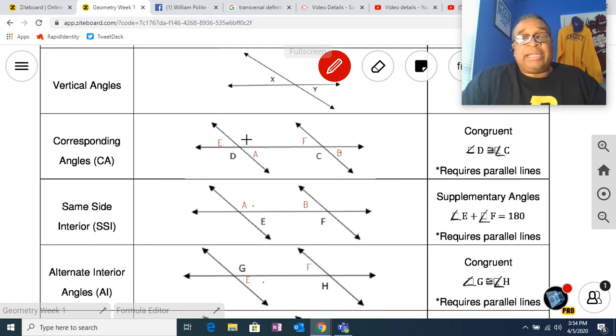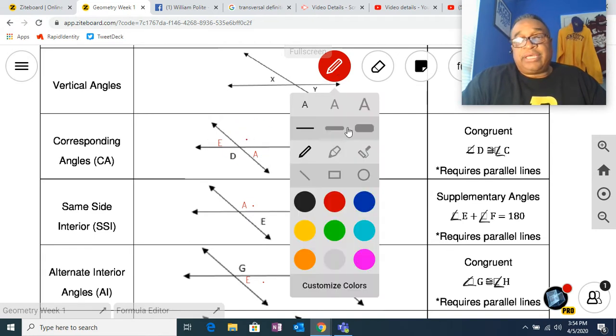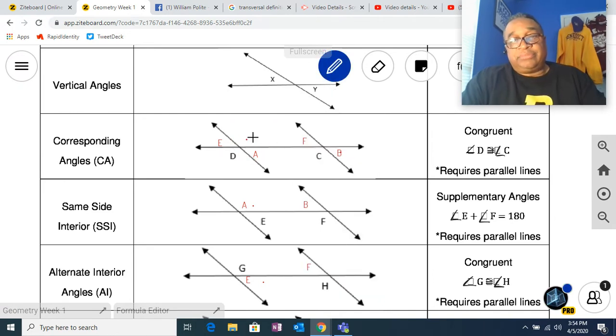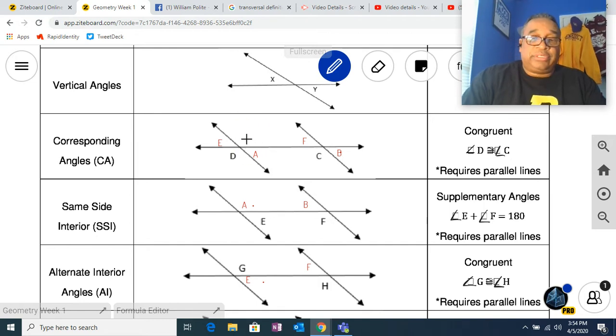I could add, let's see here, let's call them G and H. G and H there would be corresponding angles, and they're congruent.